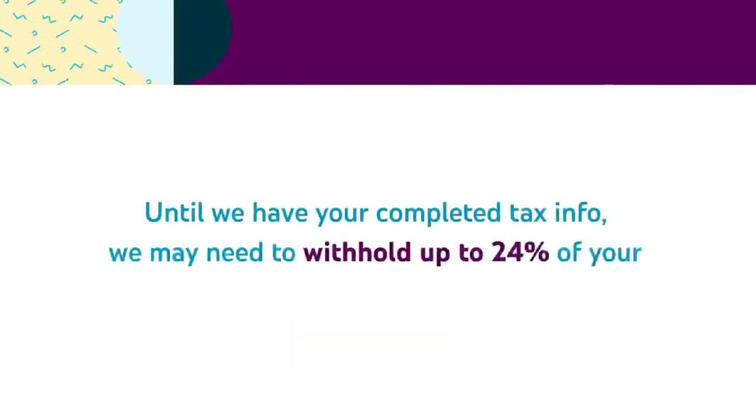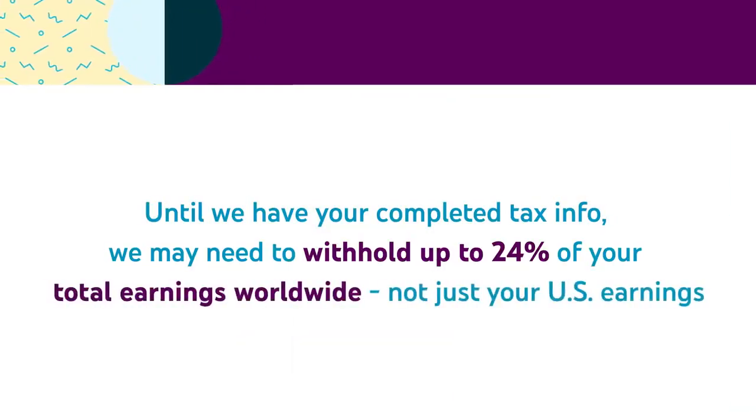Now what happens if your tax form is not submitted? If Google does not have tax forms from you by the time these changes go into effect, Google will be required by law to presume you're a US person if you have an individual AdSense account. This means until we have your completed tax info, we may need to withhold up to 24% of your total earnings worldwide, not just your US earnings. So the earlier you can get your forms in, the better.